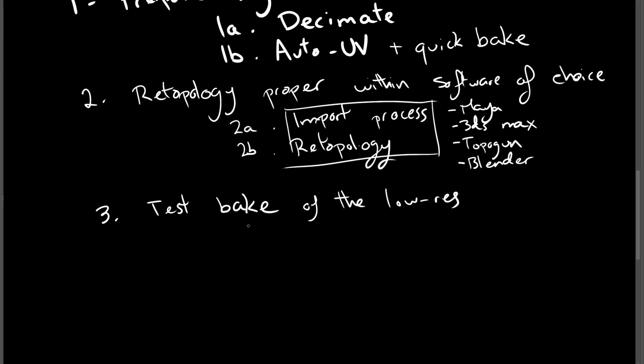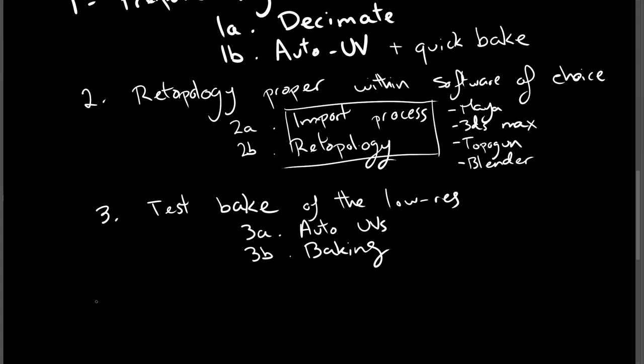which we could also break down into 2 steps if we wanted to. One would be just doing auto UVs on the low res, and then 3B would be the bake process, baking. It's very common that after that test bake we have to do some changes to the retopology. You'll see that this is a bit of a process. We have to afterward iterate, I suppose, would be our step number 4. We have to iterate on the result.